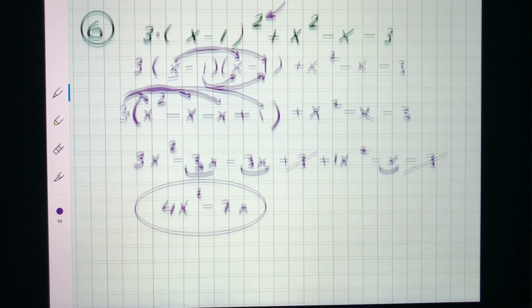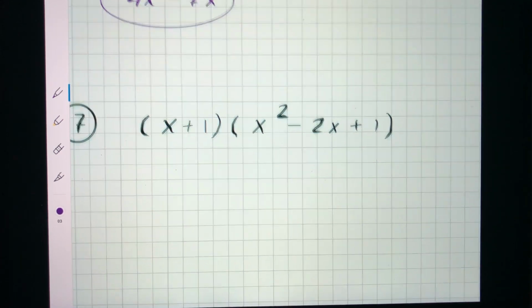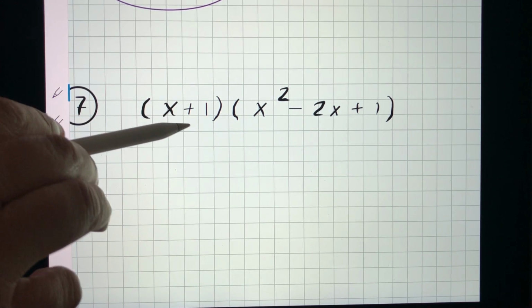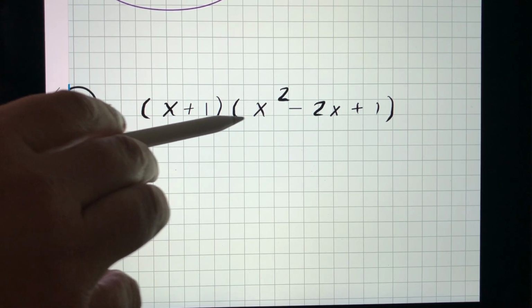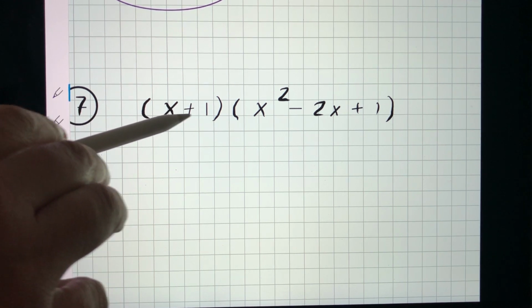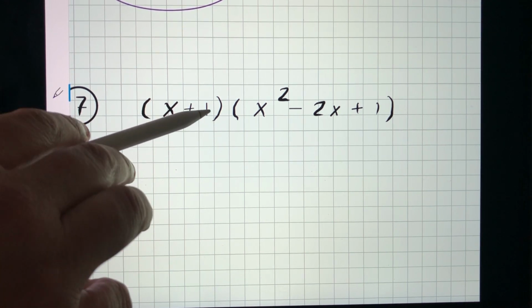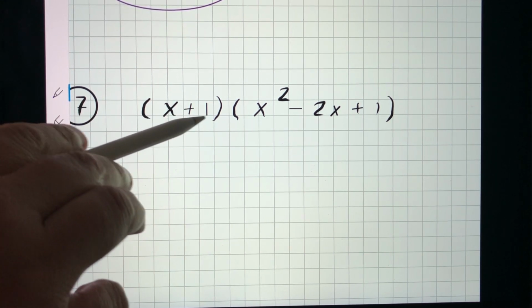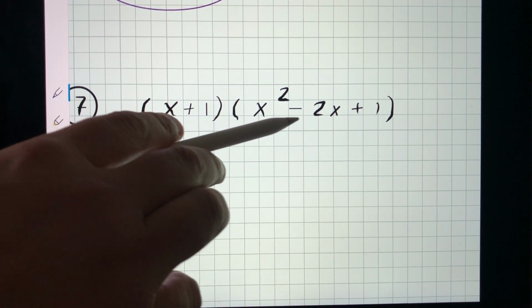And now the last example. In this example we have multiplication, we have parentheses, we have multiplication, we have exponents. But inside these parentheses there is nothing we can do. Because x plus 1, these are not like terms, so we can't add them. Also in these parentheses there is nothing we can do.